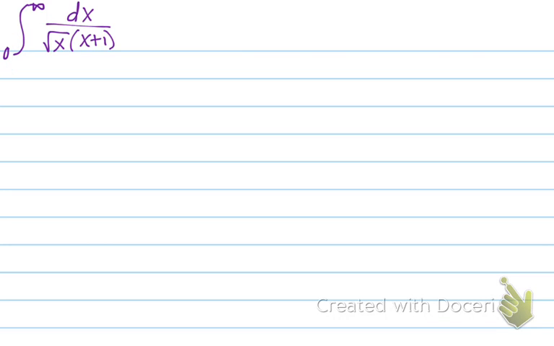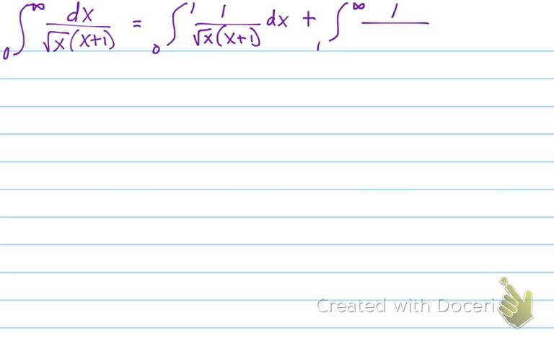So if I split it up around 1, I get the integral from 0 to 1 of 1 over the square root of x times x plus 1 dx, plus the integral from 1 to infinity of 1 over the square root of x times x plus 1 dx. So, much easier now. These are both improper integrals, but I can evaluate them separately now, which is going to be easier.